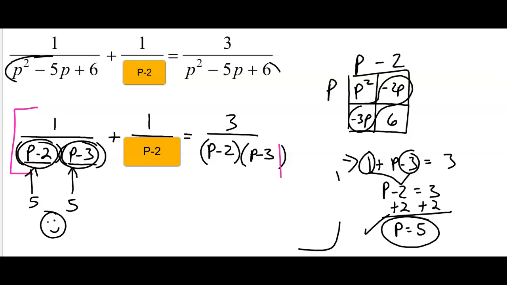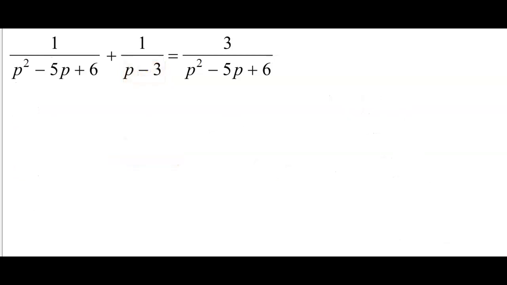If you ever plug it in and you get 0 in the denominator, that means that our answer is a false answer, and we would throw it out and say there's no solution. So just be aware that technically you are supposed to check for false answers known as extraneous solutions.